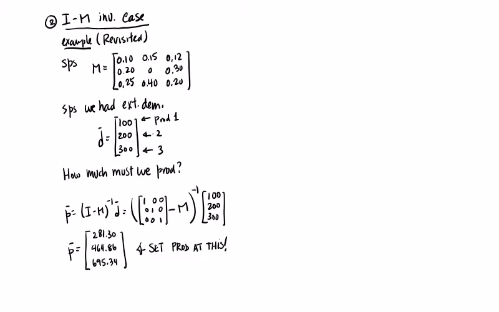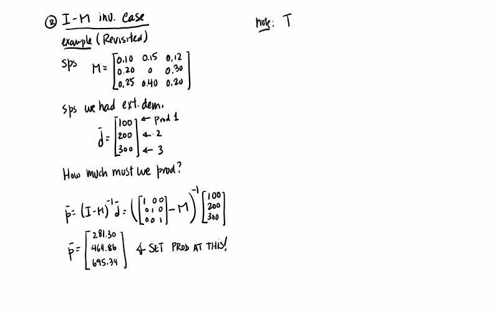Now, little note here, this is the overall production. So notice how much of this is being chewed up internally, right? The external demand was 100, 200, 300, right? So the internal requirements are fairly large.